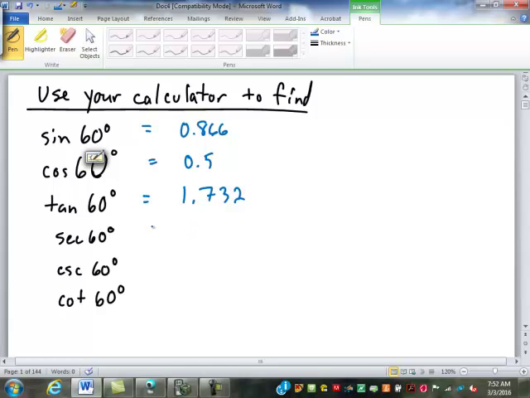Secant of 60. To find secant of 60, you're going to do cosine of 60. Now, when you put in cosine, it should give you that open parentheses. Type in 60, close the parentheses, and hit that x negative 1 or reciprocal key. Hit equals. It should give you 2.